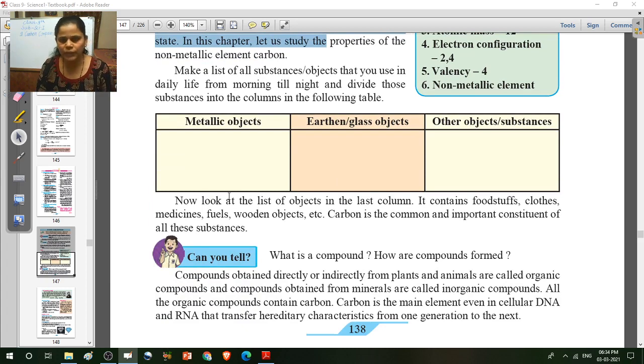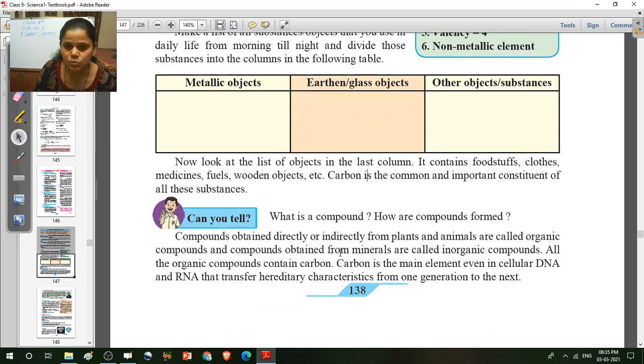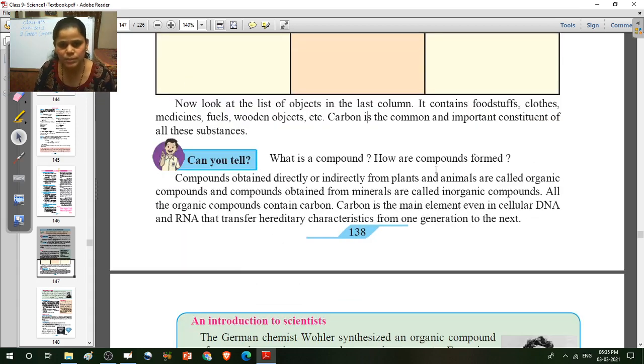Now look at the list of the objects in the last column. It contains foodstuff, clothes, medicines, fuel, wooden objects, etc. Carbon is the common and important constituent of all these substances. So for all these substances in the third column, carbon is the most common element. Carbon is the most common and important constituent element. Clear? So next, can you recall this part is reduced?